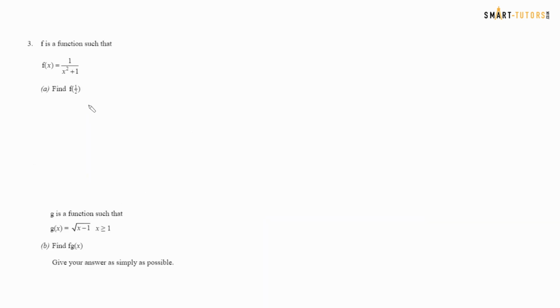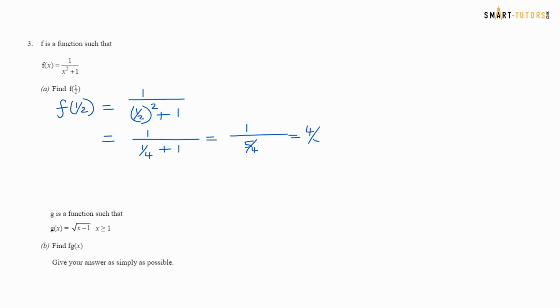Question number 3. f is a function, find the f(half). So f of half, so we are going to replace the x with the half. So 1 over half squared plus 1. If it is a calculator paper, you can use the calculator. If it is a non-calculator paper, you can use your mental maths. Half squared is 1/4. So 1 over 1/4 plus 1, which is 1 over 5/4. So the answer is going to be 4 upon 5. So that is the answer for the A part.